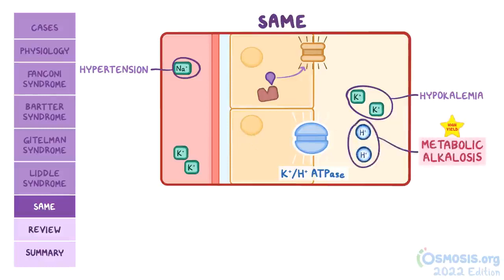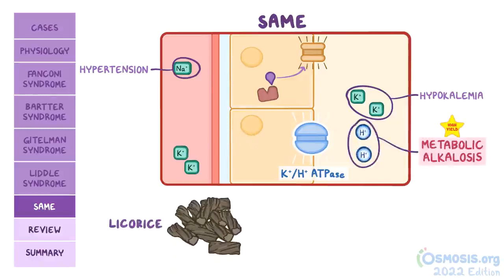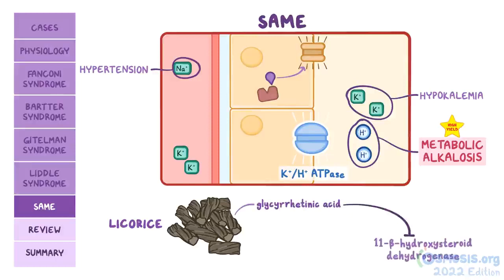Interestingly enough, a person can also get SAME by eating too much licorice. That's because licorice contains a lot of glycyrrhizic acid that can inhibit 11-beta-hydroxysteroid dehydrogenase, leading to the disease.